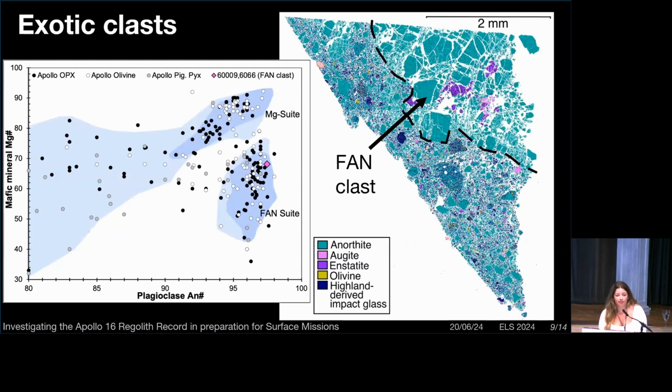The other clast is from a station 10 sample from 53 centimeters depth. We have a plagioclase anorthite number versus mafic mineral magnesium number. You can see our data is the pink diamond, which plots very nicely in the FAN suite. And you can just see a picture of this clast here.